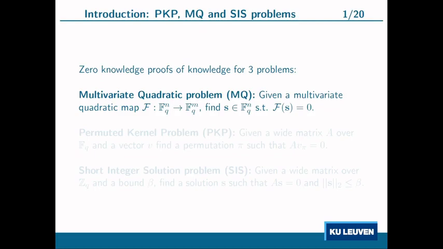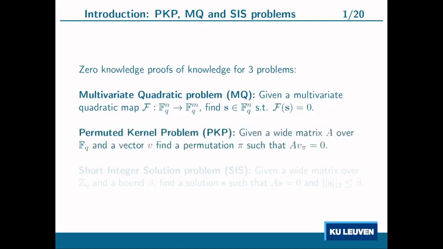And the goal of this paper is to be able to prove in zero knowledge that you know such a vector s. So this means you want to prove that you know such a vector without revealing anything about the vector itself. The second problem is called the permuted kernel problem, and here we are given a wide matrix A, which is a matrix that has more columns than rows, and we're also given a vector V, and the goal is to find a permutation of this vector V. There's a new vector whose entries are a permutation of the entries of V, such that this permuted vector sits in the kernel of A. And again, the goal of the paper is to prove that we know such a vector without revealing anything about the vector itself.